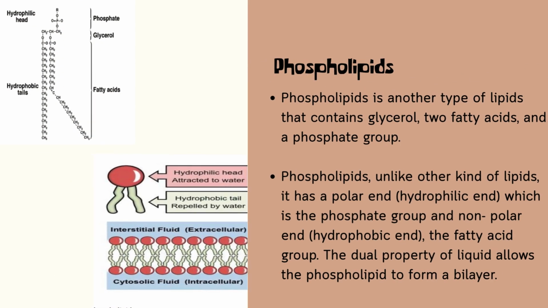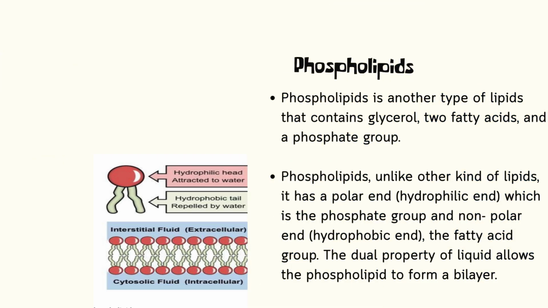Phospholipids have a glycerol backbone, 2 fatty acids, and a phosphate group. They're unique because they have a hydrophilic, water-loving, head and a hydrophobic, water-fearing, tail. This dual nature allows them to form bilayers, which make up cell membranes.